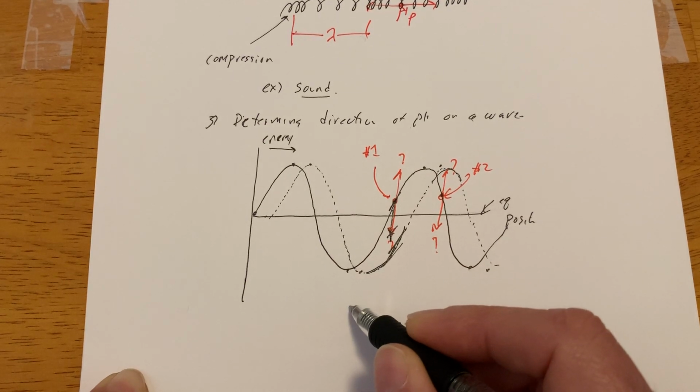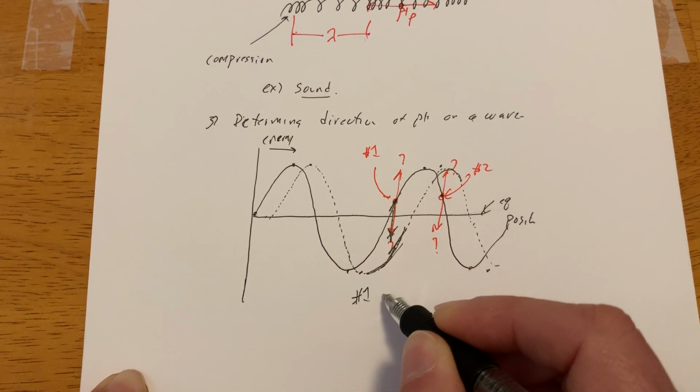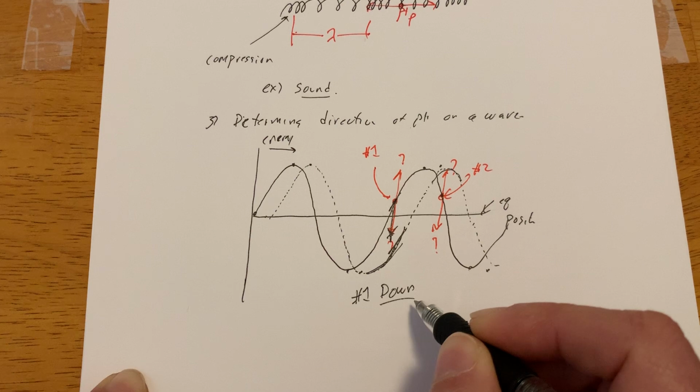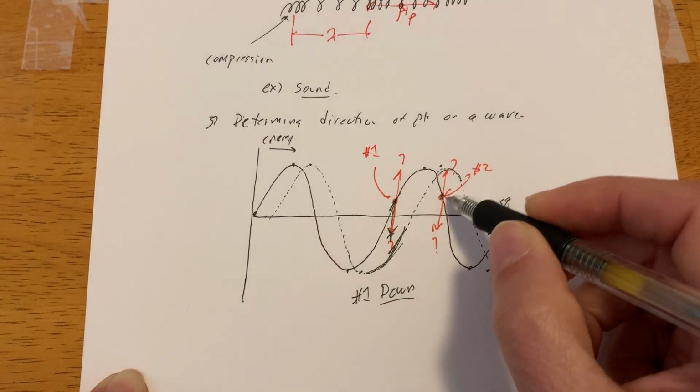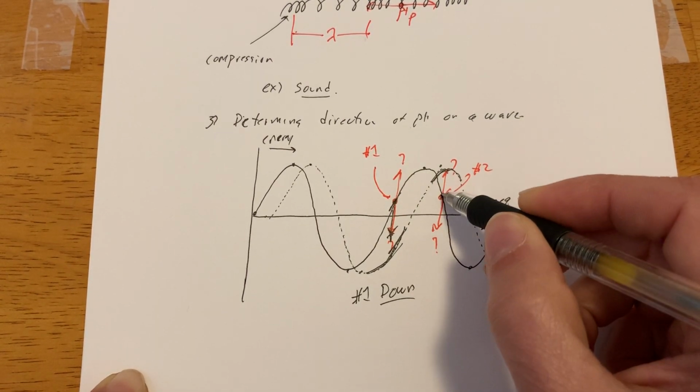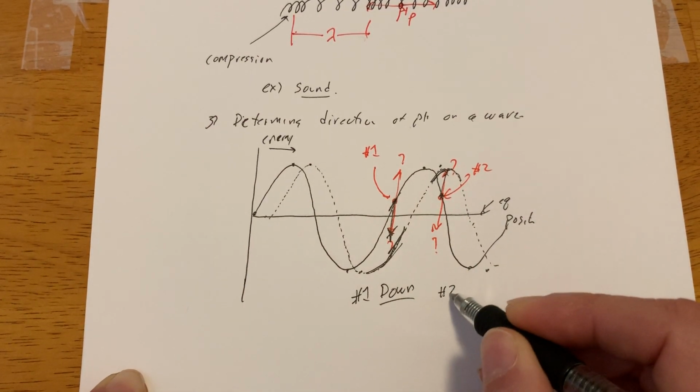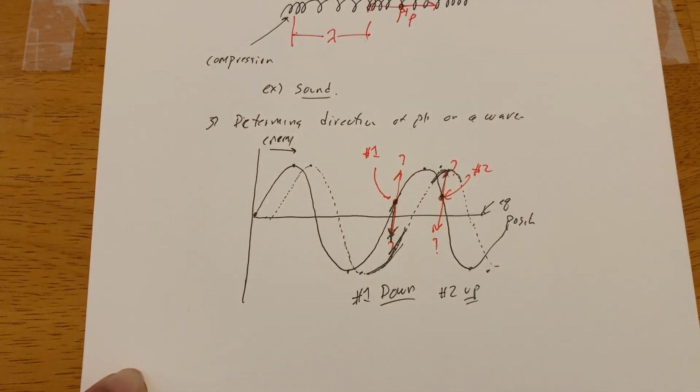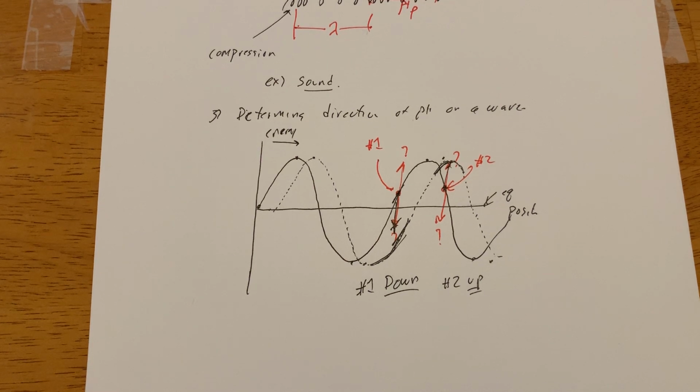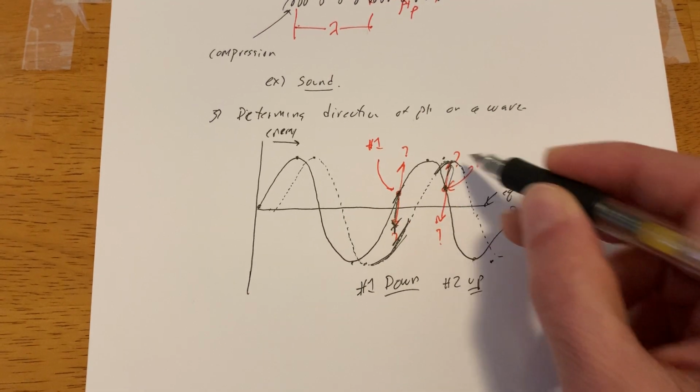So at this instant in time, point number 1 is moving what? Down. How about point number 2? Well, it must remain on the surface. And where did my surface go? Well, number 2 is going which way? Up. So here's one technique to determine which way the points on a wave are moving at any given instant in time. Draw the wave some instant in time later, see where that wave is, and the point must stay on that surface.